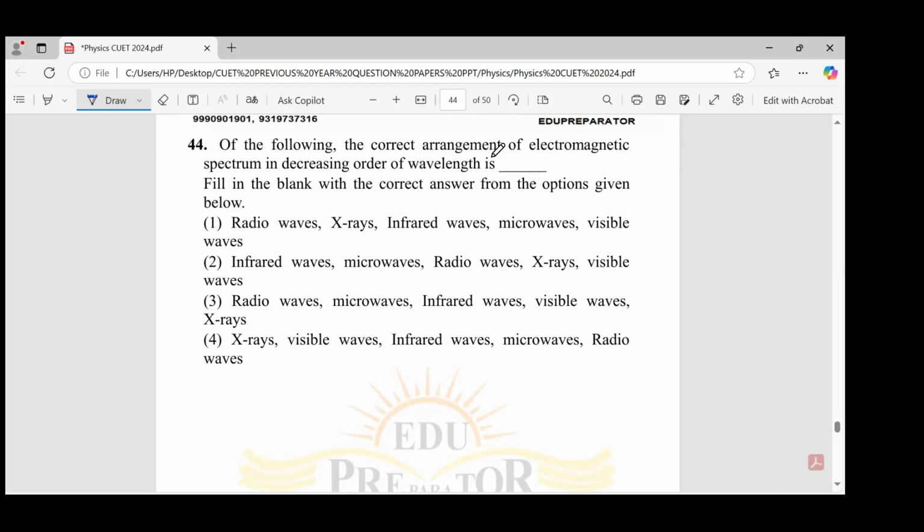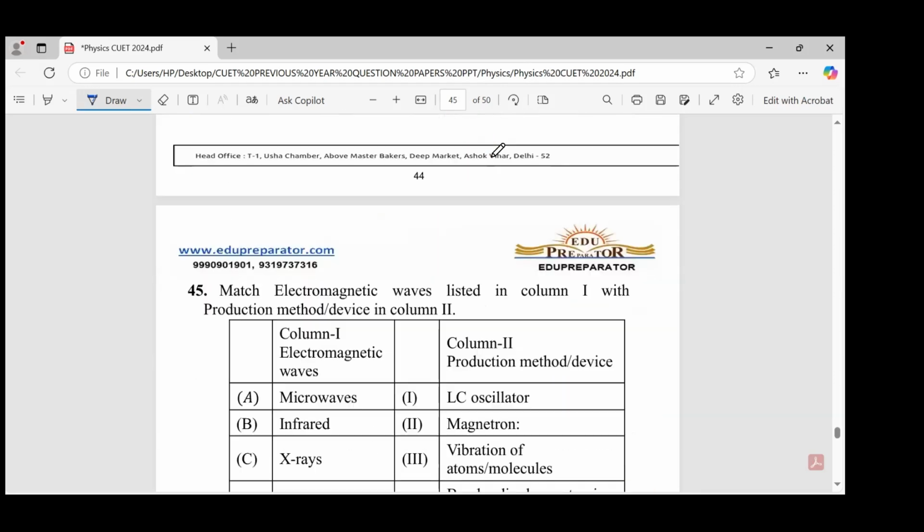He says you are supposed to arrange the different electromagnetic waves in the decreasing order of the wavelength. So it means you are supposed to keep the maximum wavelength first. We know that X-ray is the one which has the minimum and radio the maximum. So looking at these two points, the third is the correct answer, because radio waves have the maximum.